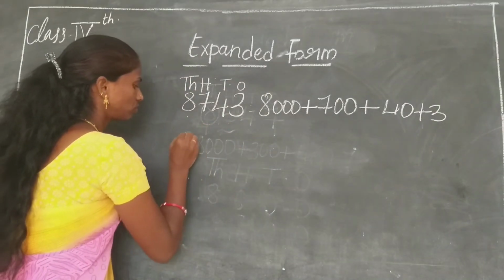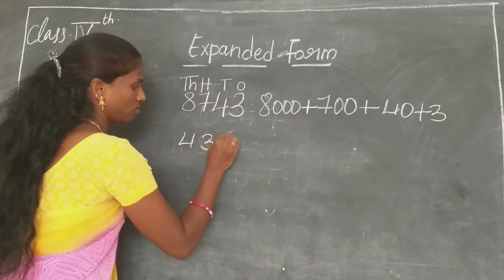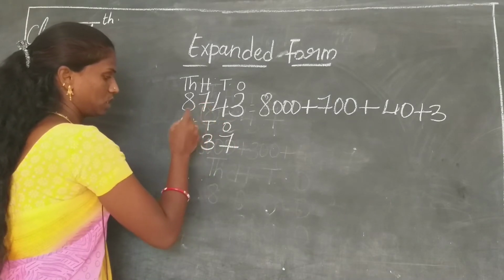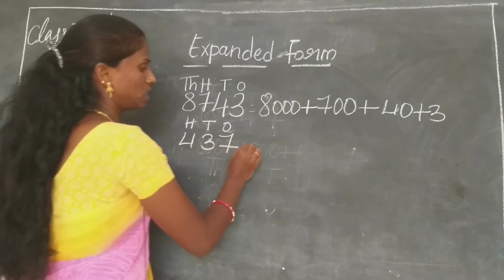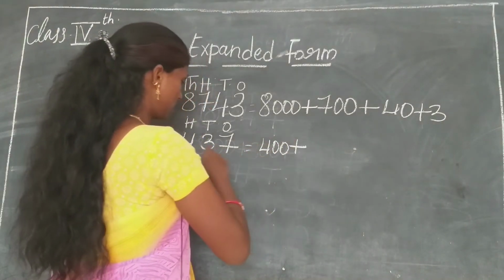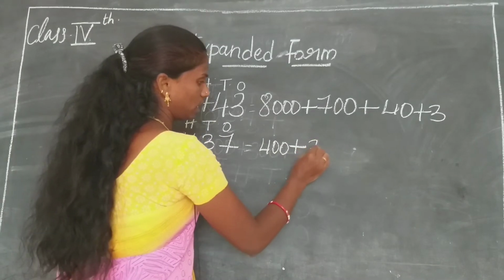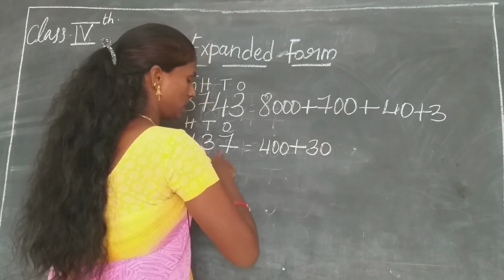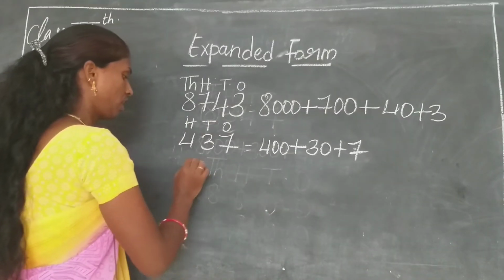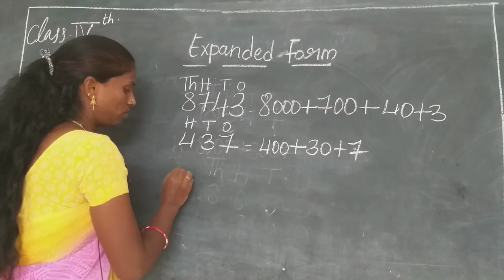Now ones, tens, hundreds. So here 4 is in the hundreds place, we have to write 4 as 400. 3 is in the tens place, we have to write 3 as 30. 7 is in the ones place, we have to write as it is, 7. Now we will take one more number.